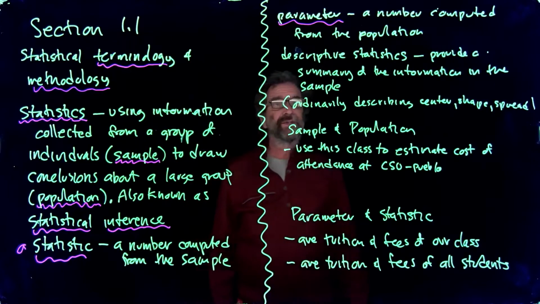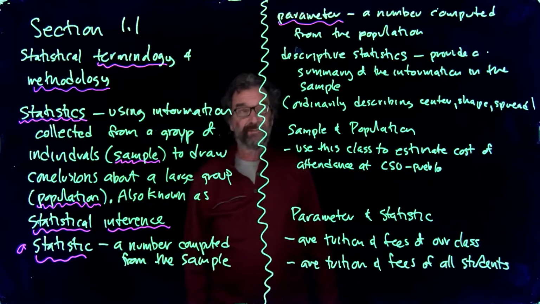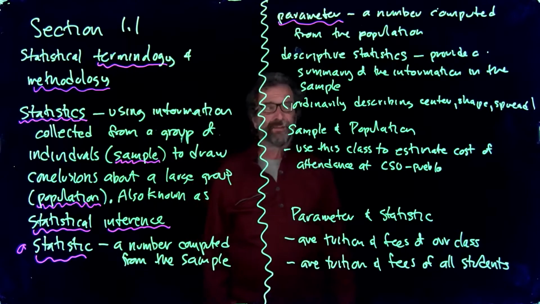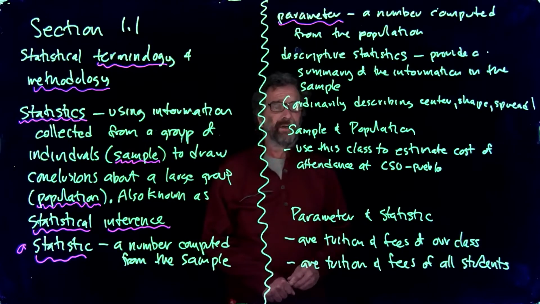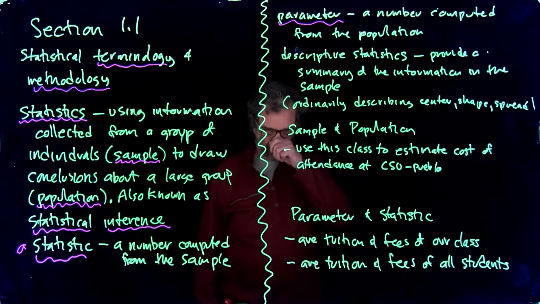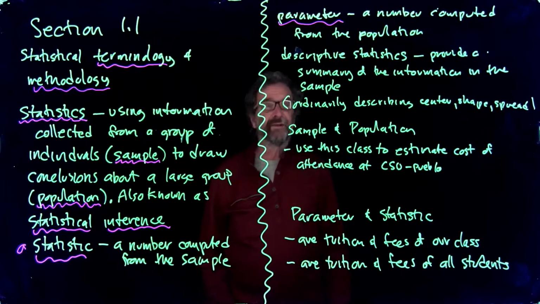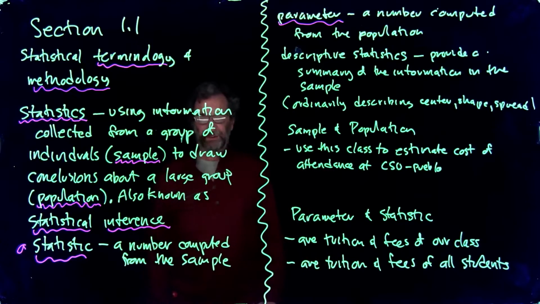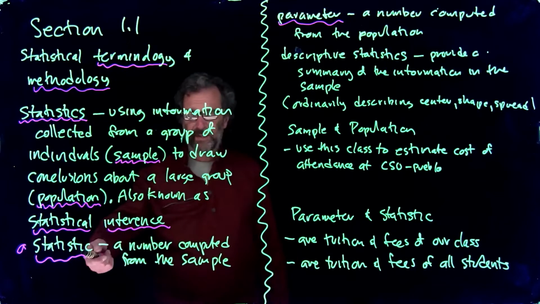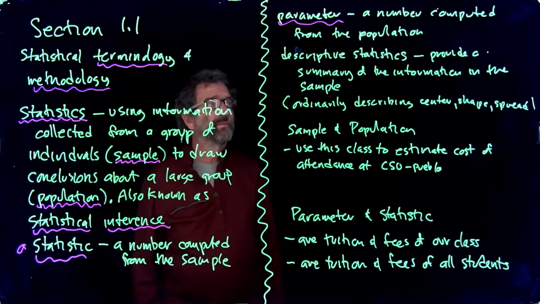A parameter is a similar number computed from the whole population. Now, you may not actually be able to compute it. You may just be making an assumption. For example, the bag that you're looking at with apples in it says 10 pounds on it. And so that's a parameter. We're imagining these bags overall weigh around 10 pounds. And when we weigh a single bag and get a number, that's the statistic.